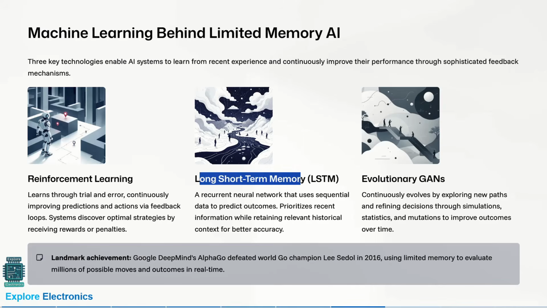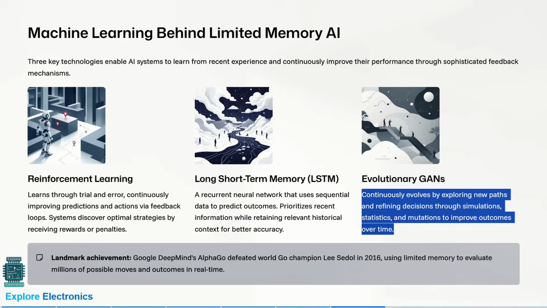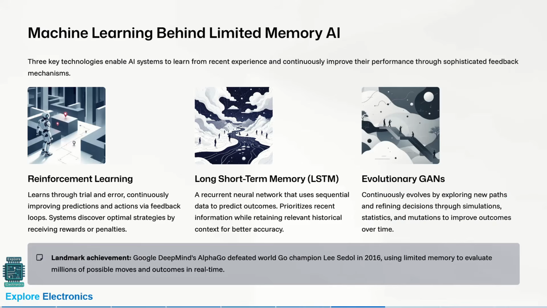Then long short-term memory, that is LSTM, it is a neural network. It has a recurrent neural network inside that uses sequential data to predict the outcomes. Okay, so neural network is the concept used here. It will predict the outcome through sequential data it is going to consume, and it will prioritize the recent information while retaining the relevant historical context for better accuracy using neural networks. Then evolutionary GANs. It continuously evolves by exploring new paths and refining decisions through simulations, statistics, and mutations to improve the outcome over time. So because of the memory it has, it can do all these.